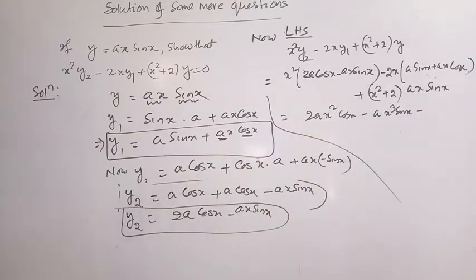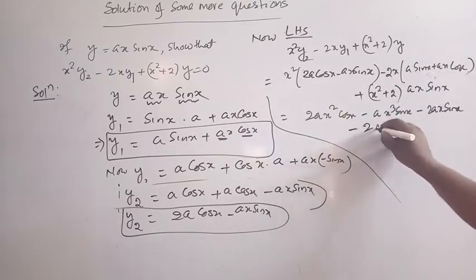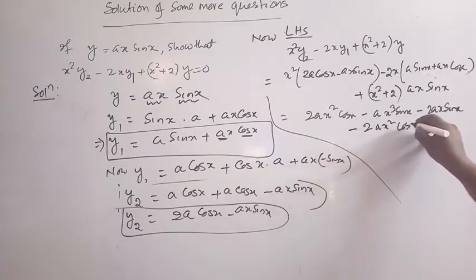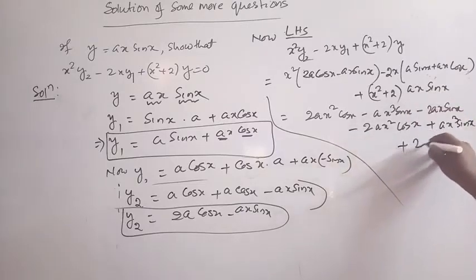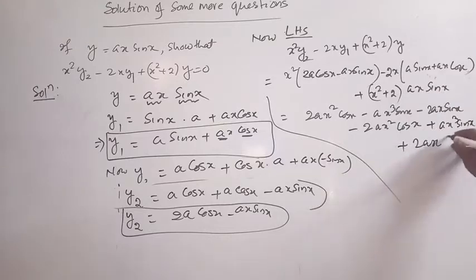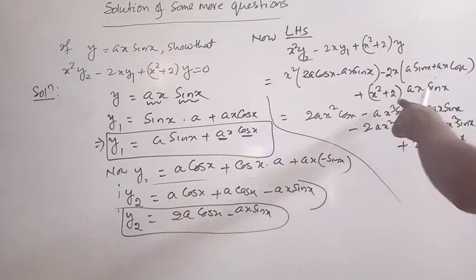That is equal to 2ax sin x, and this is equal to minus 2ax square cos x, and finally this is ax cube into sin x plus 2ax into sin x. Okay, ax cube sin x, 2x.